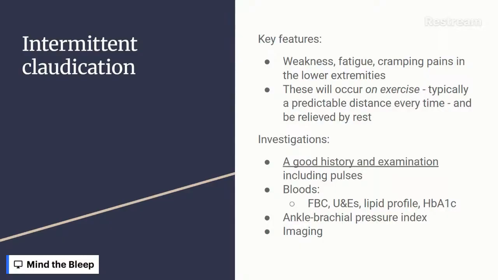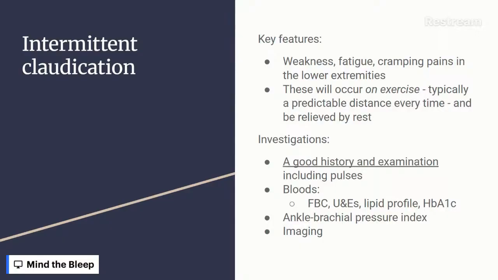Then the examination. If you get to the point where you think that there might be a vascular pathology underlying, then you want to be doing a full pulse examination. So we'll go through all the different pulses that you'll be looking for. And then your bloods, to establish all of the risk factors that might be contributing to it. So your baseline bloods, but in particular, you also want to be doing a lipid profile and an HbA1c to see if there are specific things that you can be modifying.